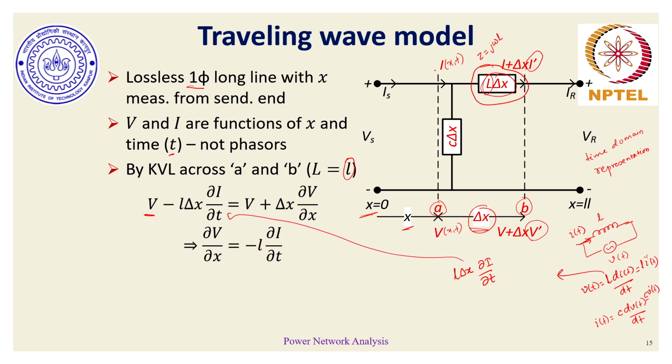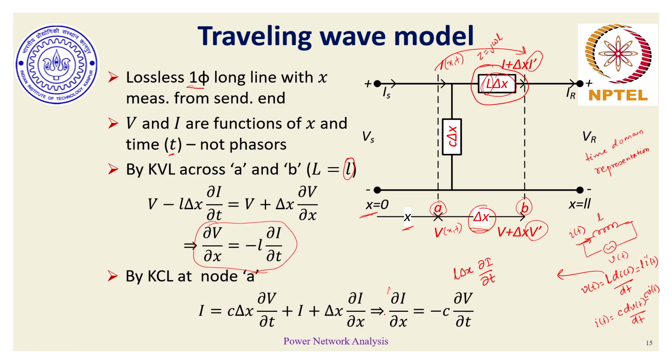I'm starting from node A and moving toward node B, along the direction of current, so the corresponding voltage drop is negative. Eventually I reach this new voltage, where V dash is the partial derivative with respect to x. Since this is the derivative of V with respect to x, if I multiply it by the section width, I get the new voltage. If I rearrange terms here, V gets cancelled and I have this equation. Similarly, if I apply KCL at node A, I'll get my second equation, obtained along similar lines.